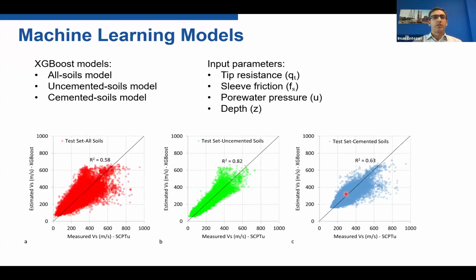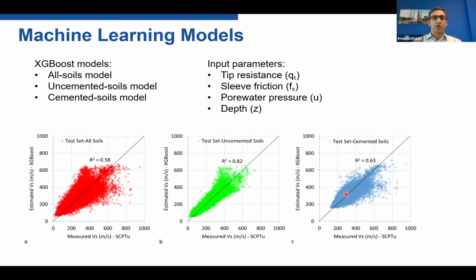So for this work, we used XGBoost, which is another widely used machine learning model. We developed 3 models, one for all soils, for which we used the entire training set. We developed a model for uncemented soils, for which we only used the uncemented fraction of the data set to train. And then obviously the cemented fraction of the training set to develop the model for cemented soils.